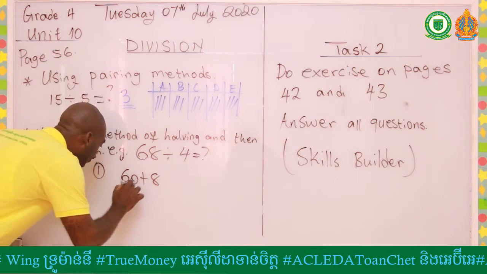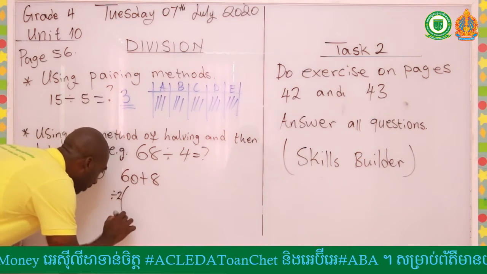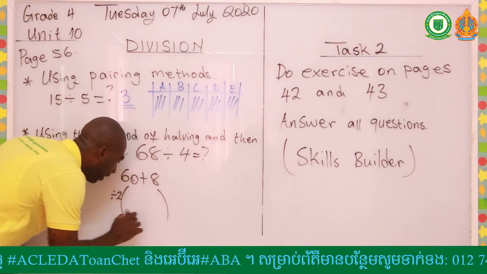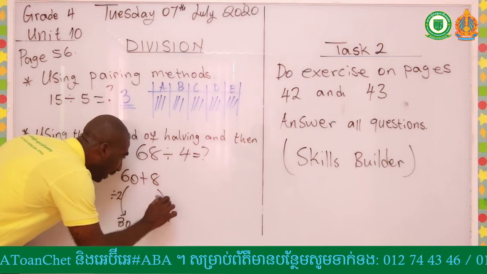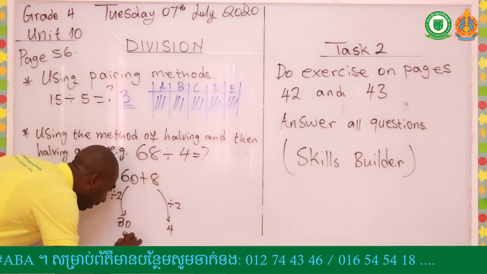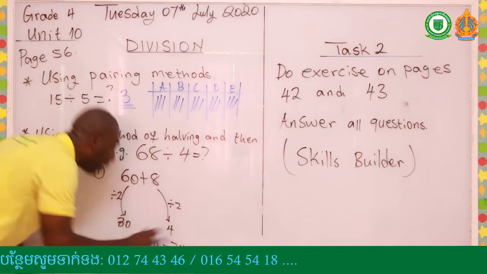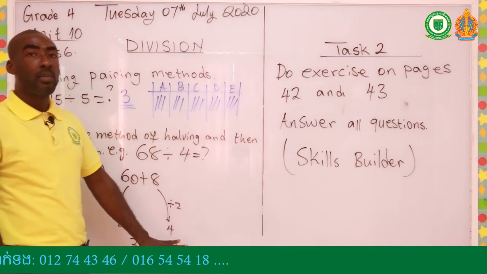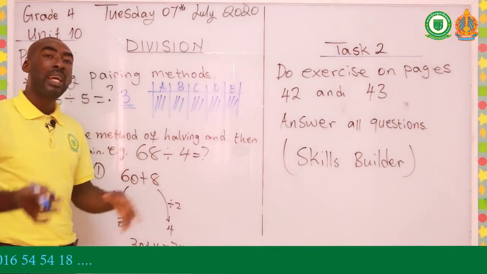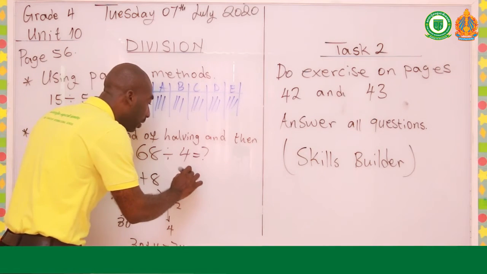So we're going to divide our 60 by 2, and that is going to give us 30, and then we'll divide our 8 by 2 as well, and that is also going to give us 4. So we'll have 30 plus 4 equal to 34. So this is not your final answer because you are using the half system. That means this is only in the half phase of your division. So you have to go to step 2.